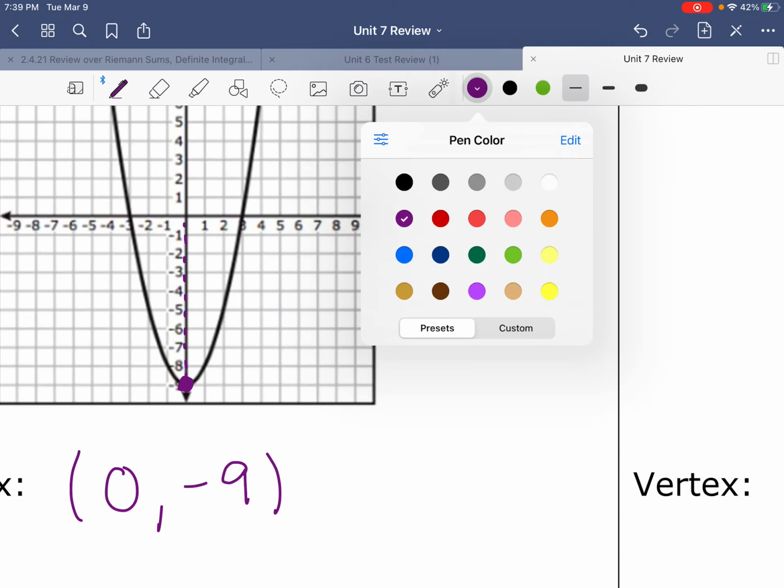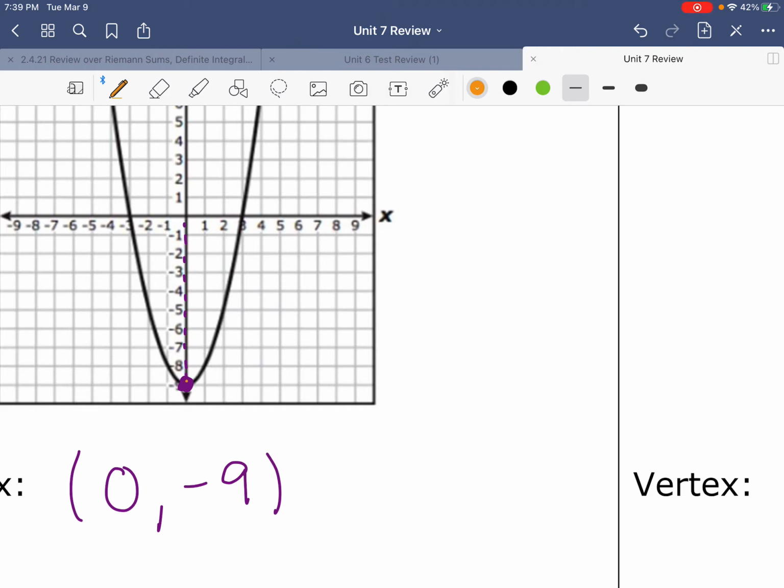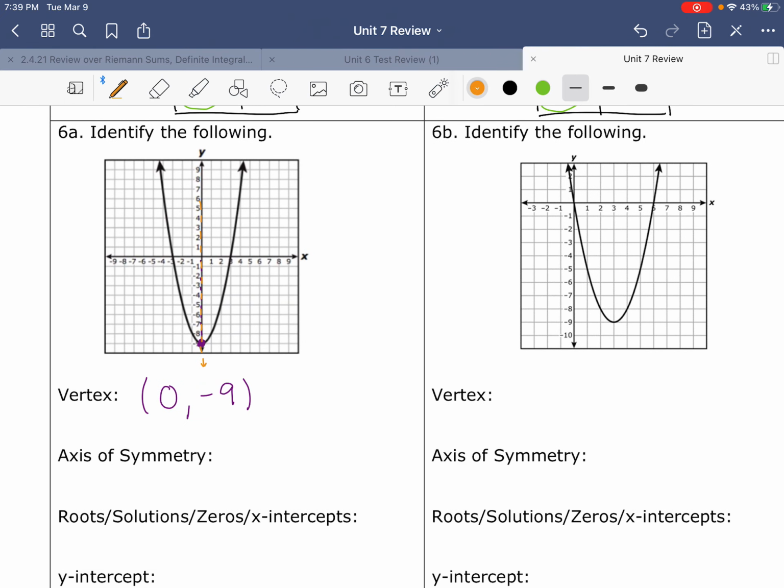Now the axis of symmetry, that's going to be the line that goes through the vertex that cuts this graph in half. So you notice it's just going to be the x of whatever the vertex is. So it's going to be x equals 0. And your axis of symmetry is always x equals some number.